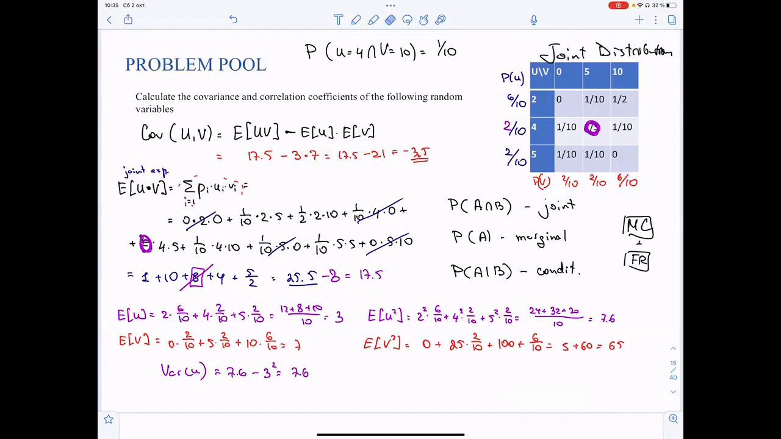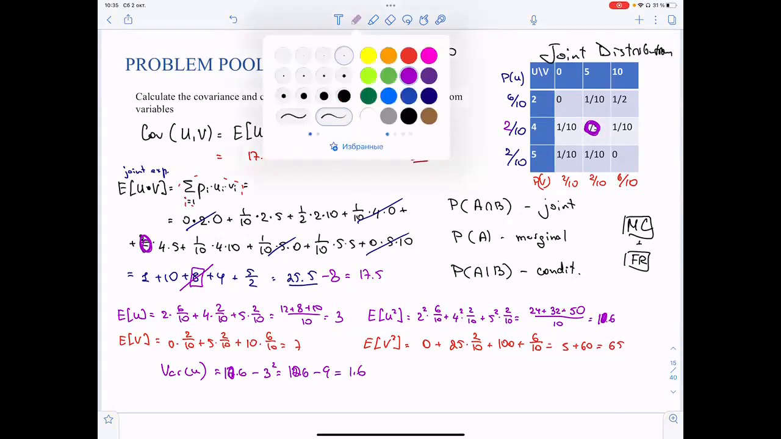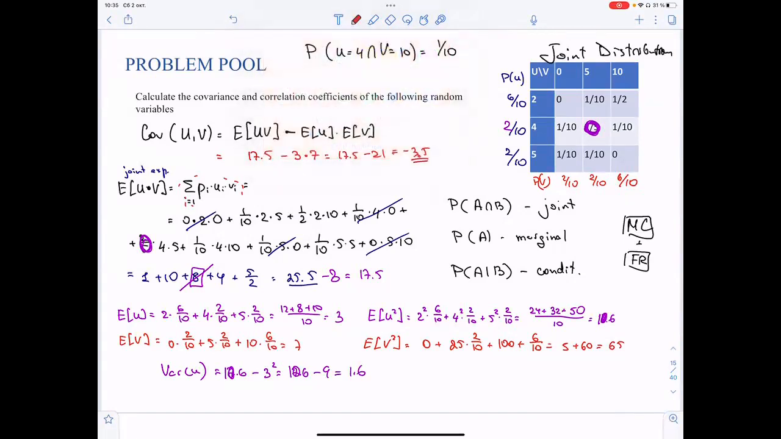You are totally right. It should be 50 here instead of 20. And then it should be 10.6? Yeah, seems to be. Yeah, it should be 10.6. Genius. And then we have 10.6 minus 9, so it's 1.6. This is the variance. Now let's evaluate the variance of V.